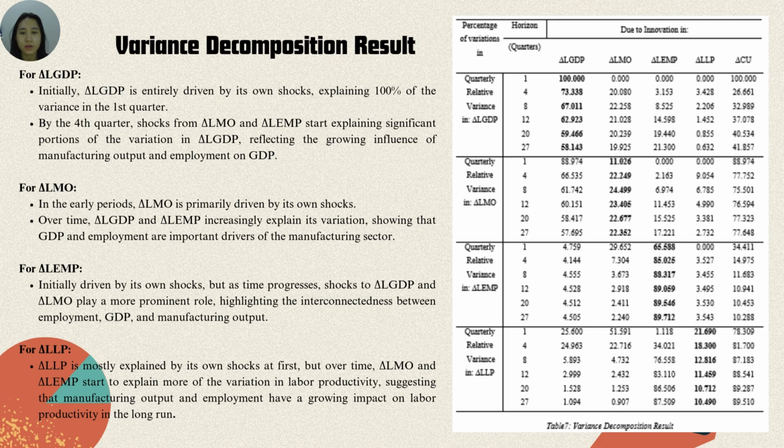Similarly, changes in LEMP are initially driven by its own shock, but over time, changes in LGDP and changes in LMO become more important in explaining the changes. For changes in LLP, while its own shock initially dominates, the influence of changes in LMO and changes in LEMP grows over time, showing the increasing impact of manufacturing output and employment on productivity. This result emphasizes the dynamic relationship between GDP, manufacturing output, employment, and productivity, where shocks to one variable increasingly influence the other over time.